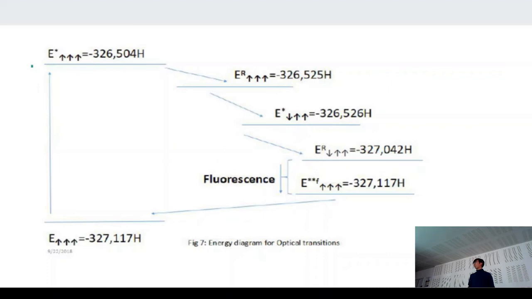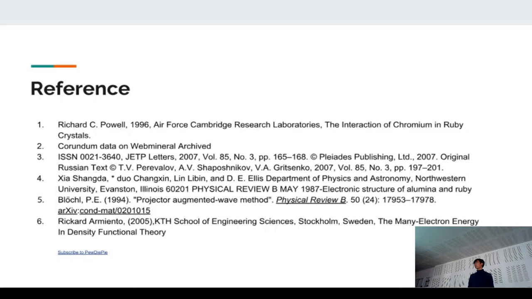So yeah, that's pretty much it. This is the reference we use. What I found interesting is reference 1 comes from the American Air Force, and somehow they were studying ruby crystals. I don't know why.